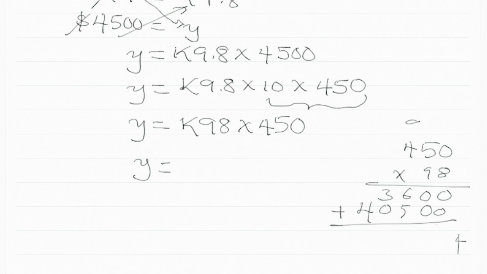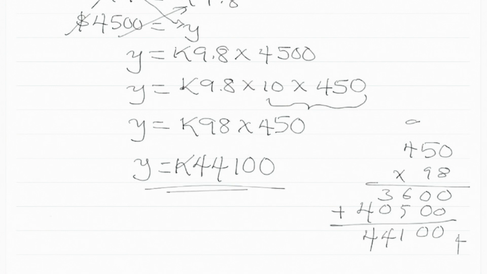Then from there, you add. They put a 0 for the place value. 0 plus 0, it is 0. 0 plus 0, it is 0. 6 plus 5, it is 11. So you say 1, carry 1. 3 plus 0 is 3, plus 1, it is 4. Then 4 plus 0, it is 4. So that gives us 44,100 kwacha.